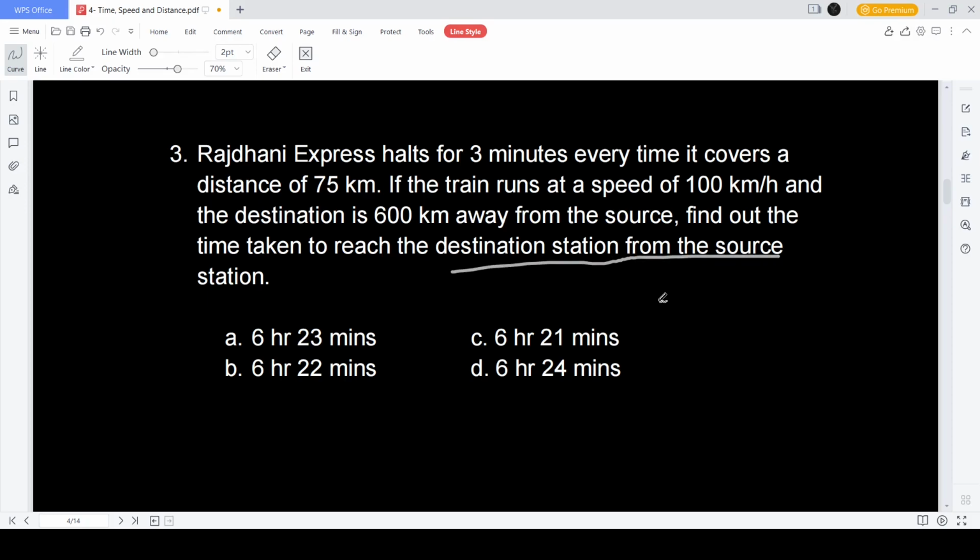So let's break this down into 75 kilometer splits. To cover 600 kilometers, how many times does he have to cover 75 kilometers? You have to find out. That is nothing but 600 divided by 75. So he has to cover 8 such splits.